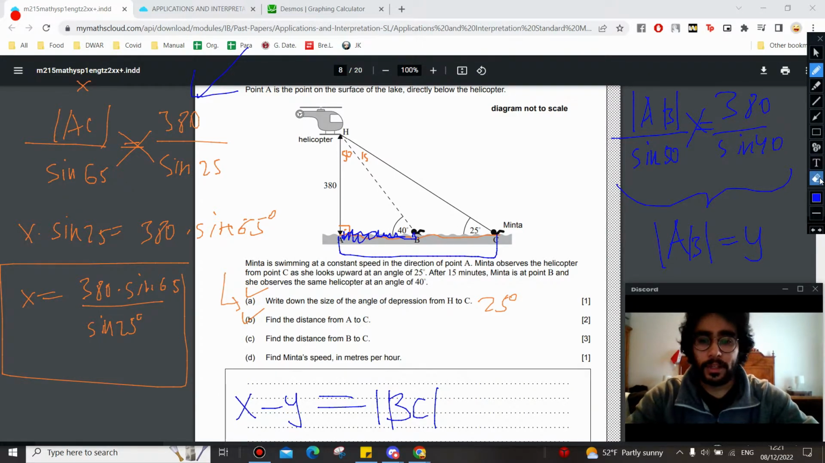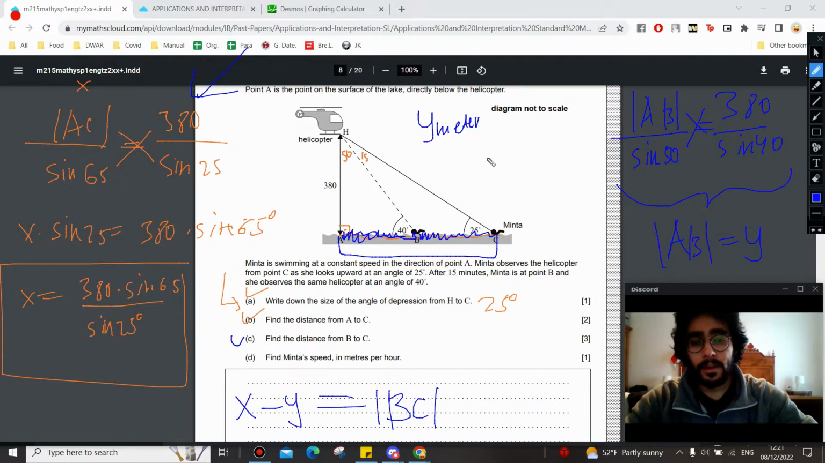Okay, let's move on. The distance from B to C is found out. Find the mean test speed in meters per hour. How can I find it? Let's say we found the distance from B to C, so we know how much we have traveled. Let's say it is y meters, which you found in part C. I have the distance, so I need to find the time so that I can find the velocity.